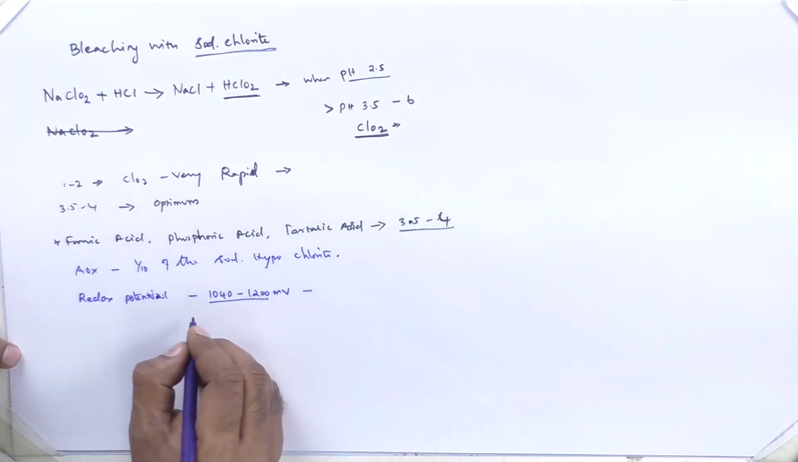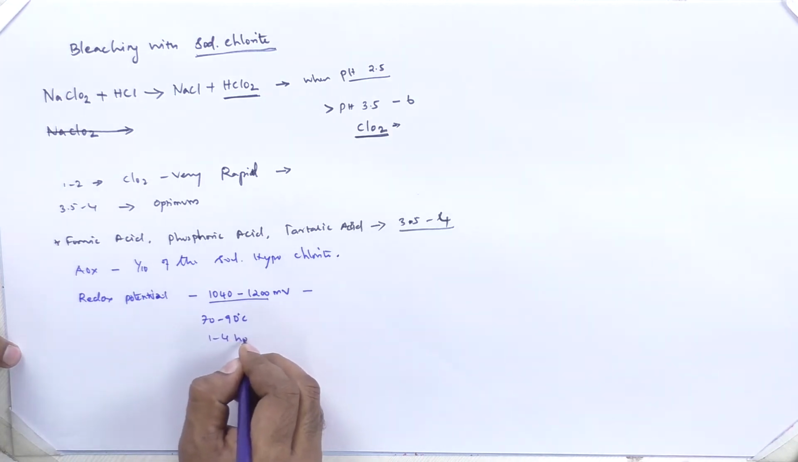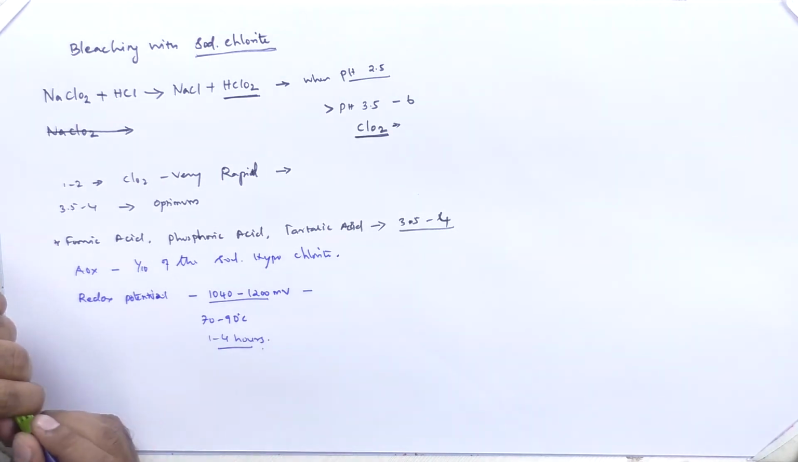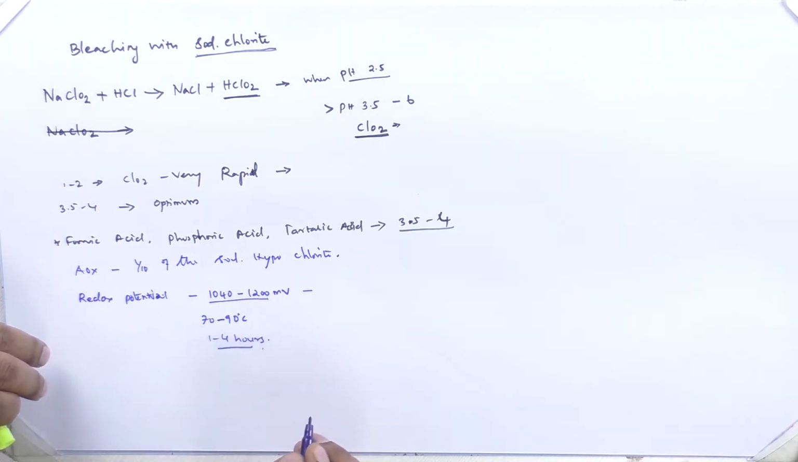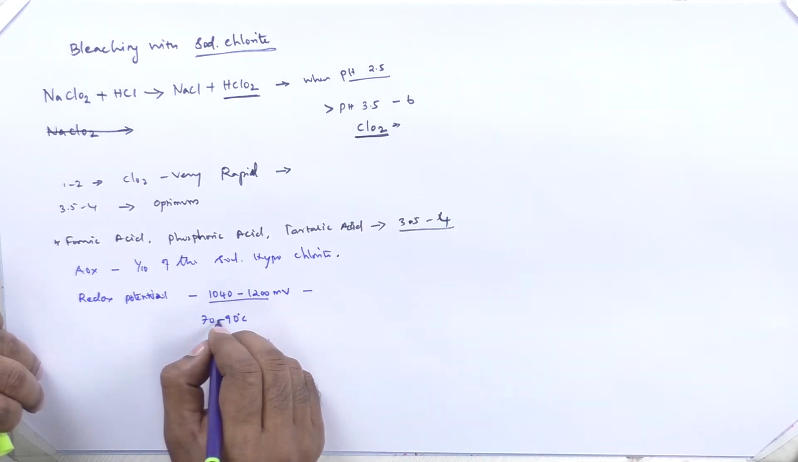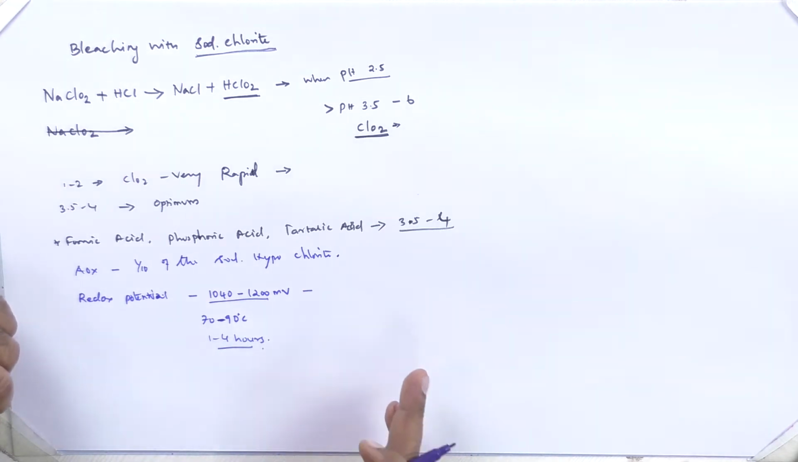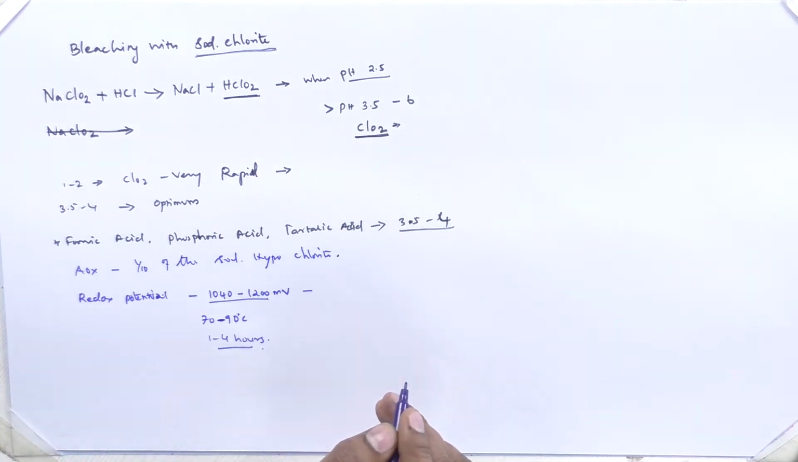So bleaching is done at 70 to 90 degrees Celsius for 1 to 4 hours. So this is the condition for bleaching, and temperature will influence the bleaching time. That means if you reduce the temperature, it will increase the time to bleach the cotton fabric. If you increase the temperature, it will reduce the time of the process.